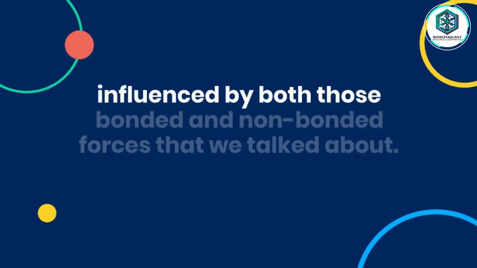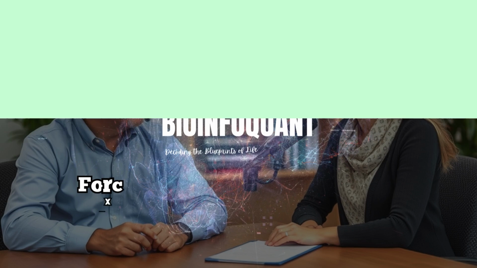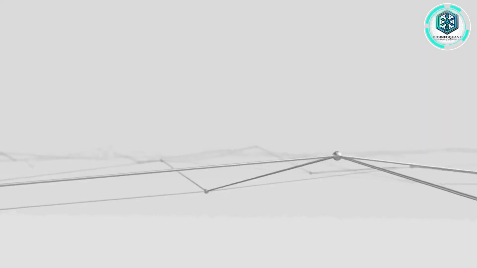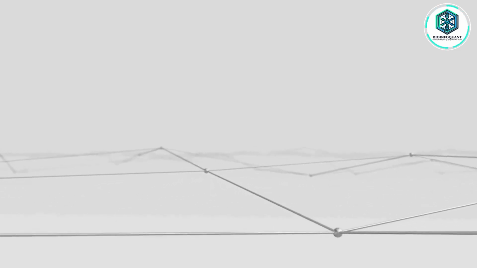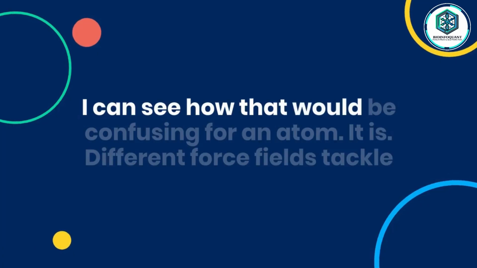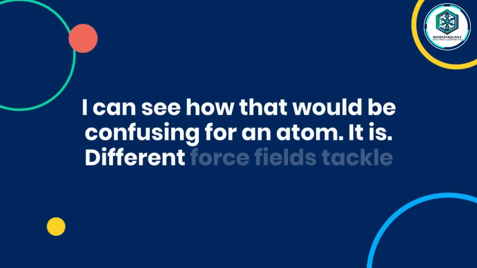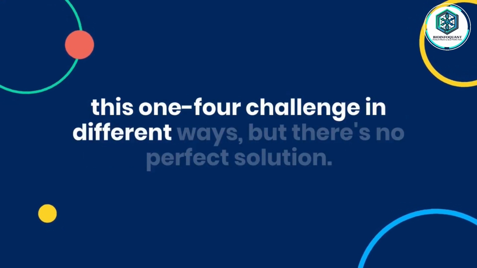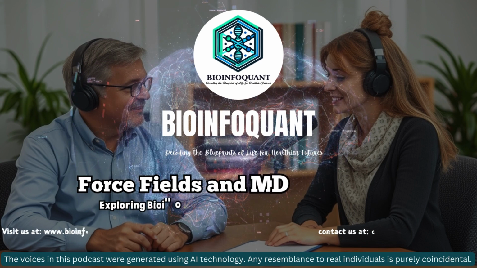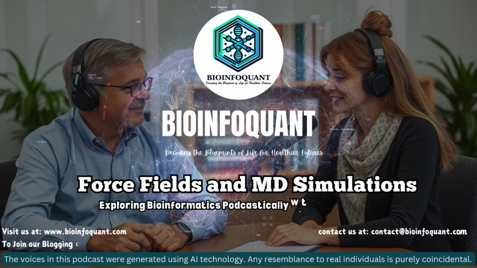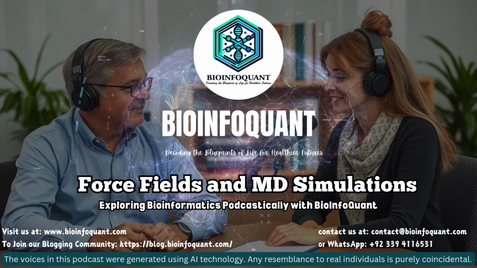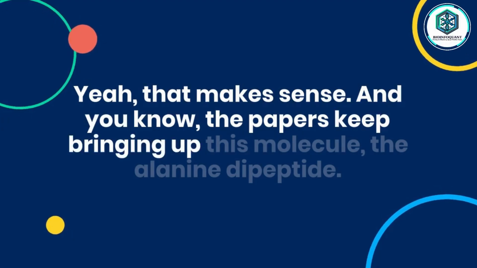And these 1-4 interactions are tough to model because they're influenced by both those bonded and non-bonded forces that we talked about. So they're kind of stuck in a tug-of-war between 2 different types of interactions. Exactly. The bonded forces want them to behave one way, and the non-bonded forces are pulling them in a different direction. I can see how that would be confusing for an atom. It is. Different force fields tackle this 1-4 challenge in different ways. Right. But there's no perfect solution. A common approach is to use these scaling factors to adjust the strength of those interactions, but it's really delicate. You don't want to mess up the balance.